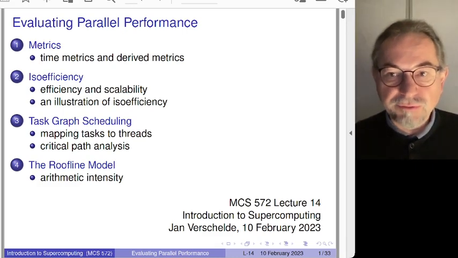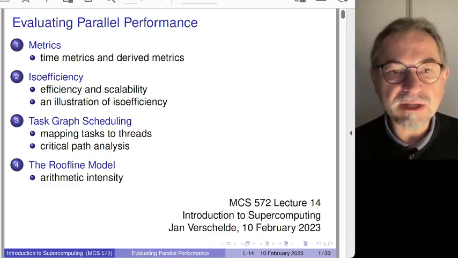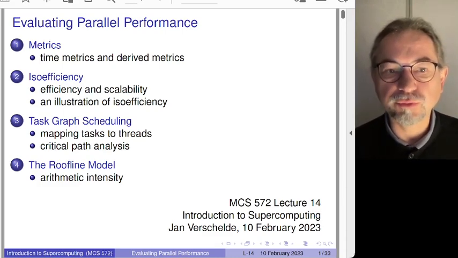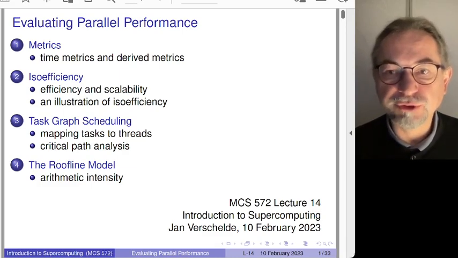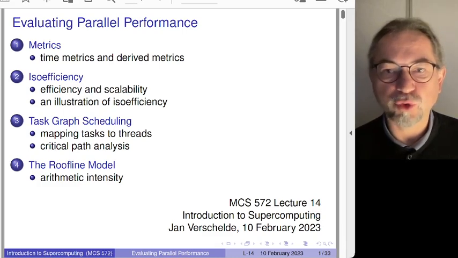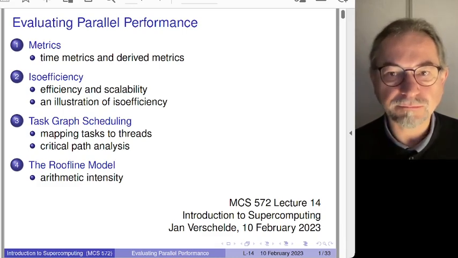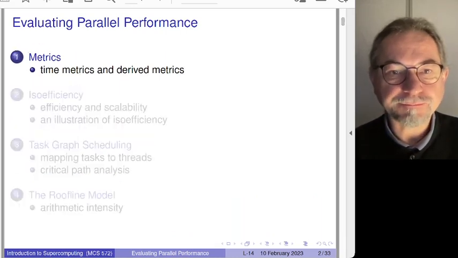So also very useful for shared memory parallel programming. And then I will end with the roofline model, where we can make the distinction between a computation that is memory bound or compute bound. Okay, I hope to explain this in 40 or 50 minutes.